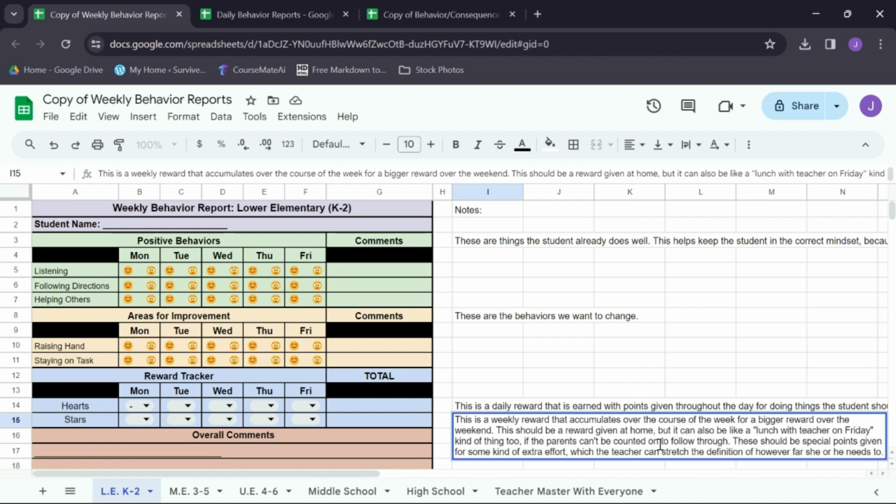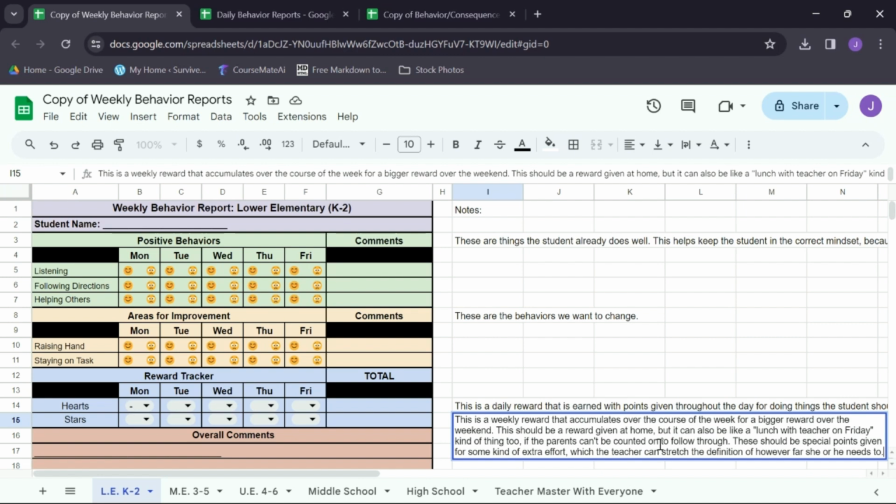Okay, now this ideally should be a reward given at home, but we all know we can't always count on the parents to follow through with that, and we need this to be consistent. So you may want to do some kind of lunch with the teacher on Friday, or some kind of reward that you could give that's a big one-time at the end of the week reward.